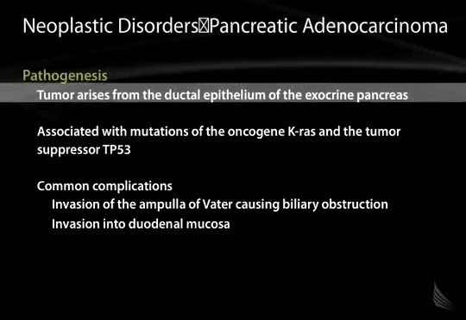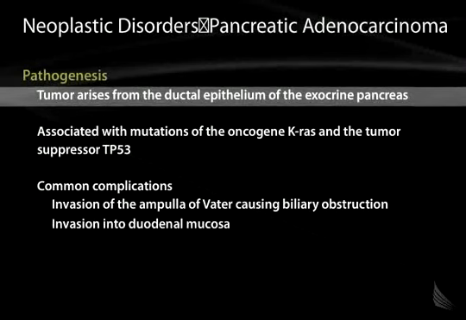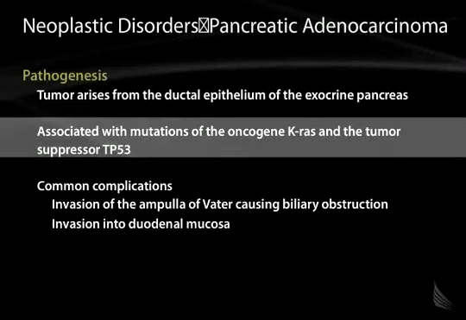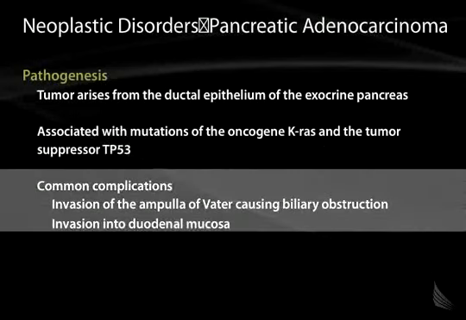These tumors arise from the ductal epithelium of the exocrine pancreas. It's associated with mutations of KRAS and the tumor suppressor gene P53. Common complications include invasion of the ampulla of Vater causing biliary obstruction, or invasion of the duodenal mucosa resulting in duodenal obstruction.